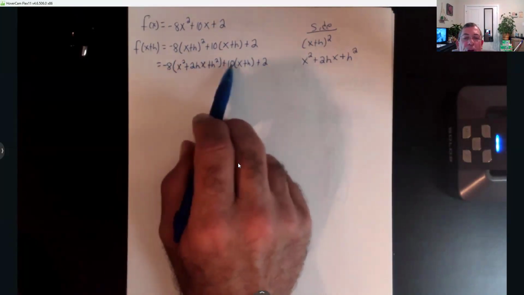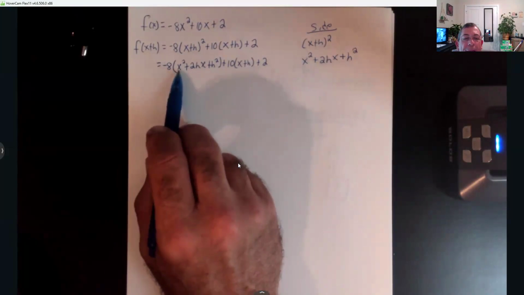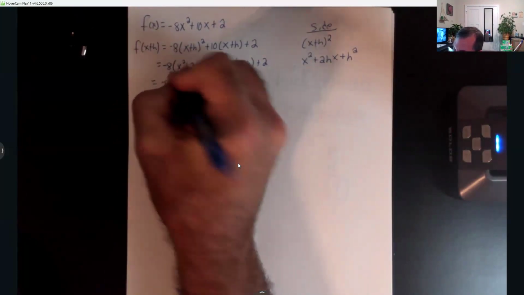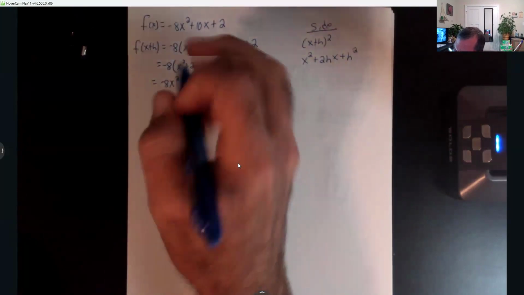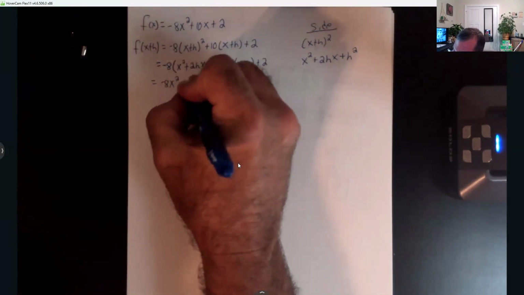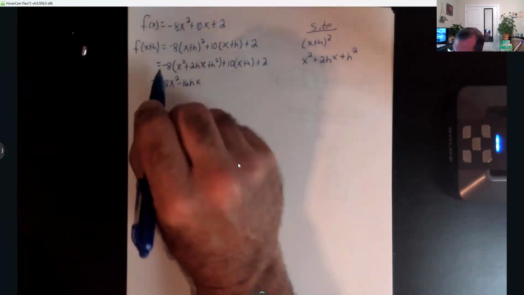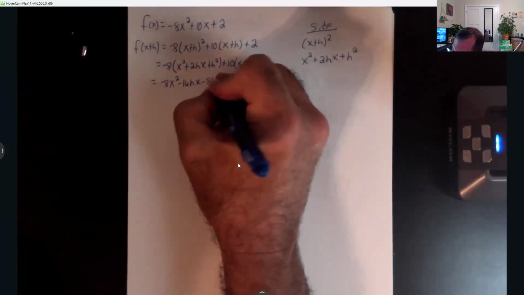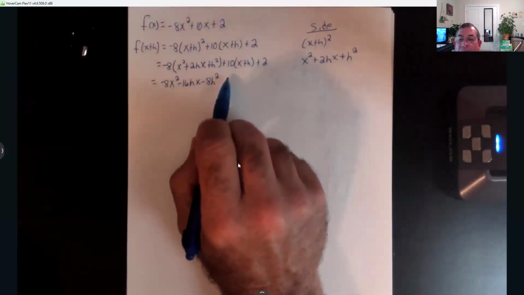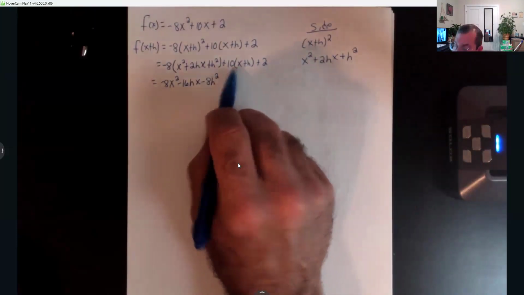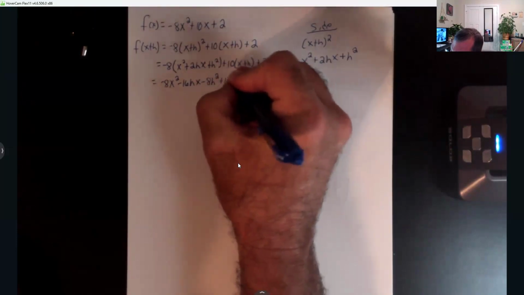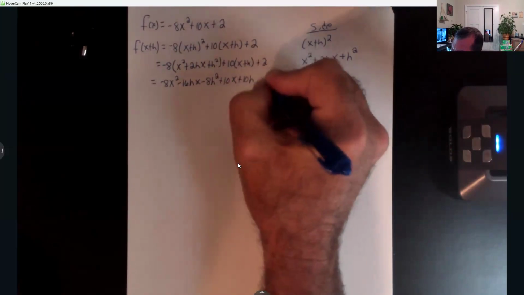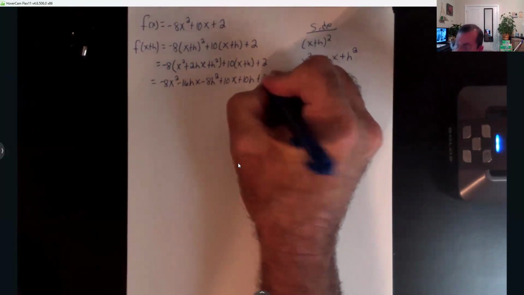Now I do all my distributing. So negative 8 times x squared, negative 8x squared. Negative 8 times 2hx is a negative 16hx. Negative 8 times h squared is a negative 8h squared. Then to distribute the 10, 10 times x is 10x. 10 times h is 10h. And at the end is my plus 2.